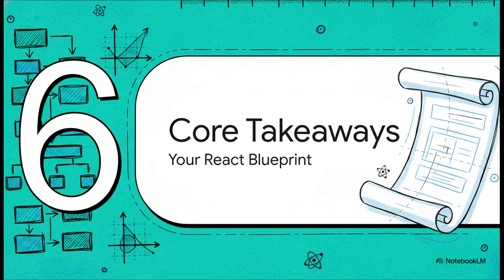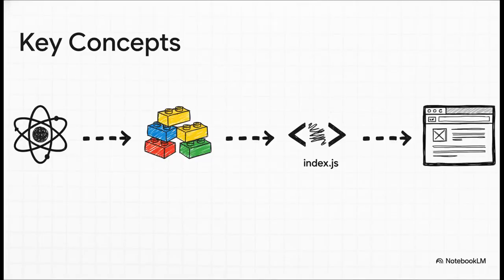So let's just quickly recap the blueprint we've just walked through. So to recap the big ideas, React is a library for building user interfaces. We do this by creating reusable Lego blocks of code that we call components. We write these components using a special HTML-like syntax called JSX. And finally, the index.js file is what renders our main component into the HTML for the whole world to see.